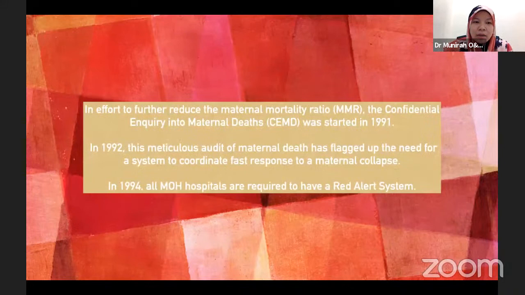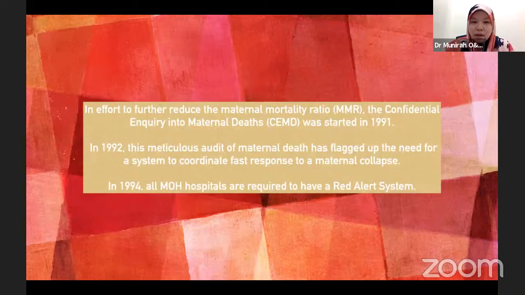So in order to further reduce the maternal mortality ratio, the confidential inquiry into maternal death was started back in 1991. So it's been ongoing for the last 20 years. Before the 1990s, the maternal mortality ratio was about 700 before independence, down to about 300 in the early 80s, and in the early 90s down to about 25 to 30. It had remained pretty much stagnant. So in 1991, they thought, how can we reduce this figure further?